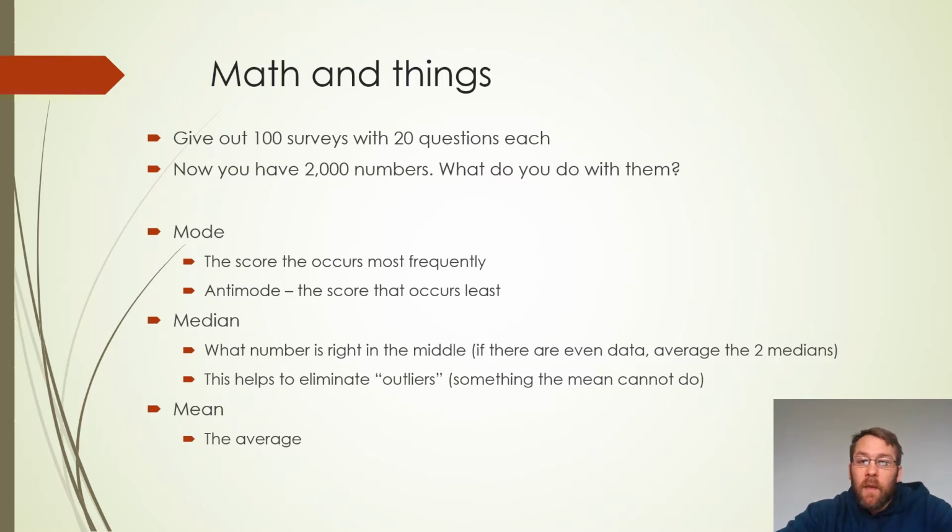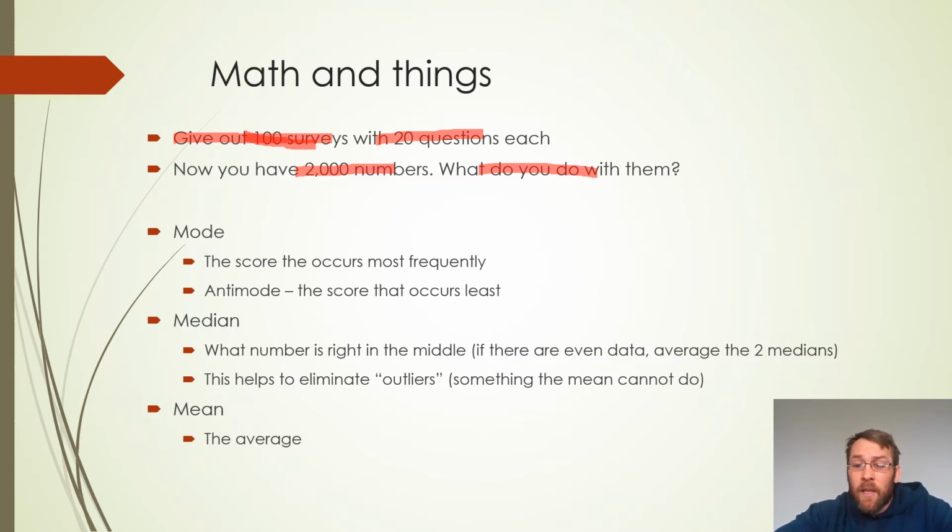All right. If I'm doing some sort of quantitative research, I might give out 100 surveys. So I go and I find 100 people. I give 100 surveys, and each survey has 20 questions. When I get those back, I now have 2,000 numbers, and you say, okay, what do I do with all those numbers? All right. So I hand you a survey. That survey has 20 questions on it.